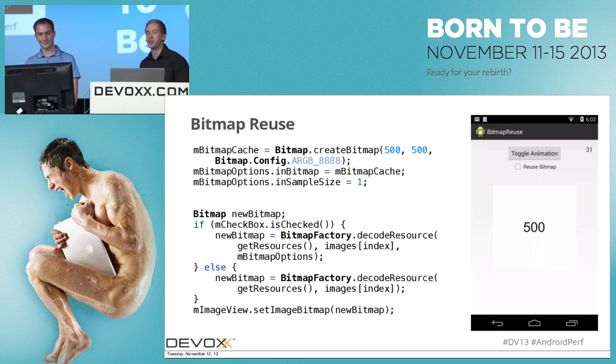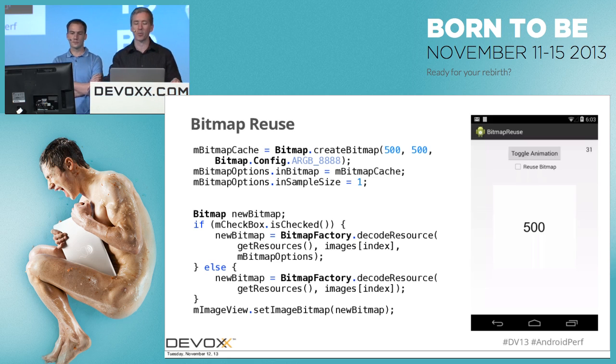So here on the right, you'll see a video. We took this using the new screen record tool, which is awesome. So in 3.0, we introduced the new in-bitmap API, which you can see at the top. So we create this bitmap cache to be the size and the depth that we want. And then you say, I want my in-bitmap field to use this cache bitmap that I've created. And then you set the in-sample size.